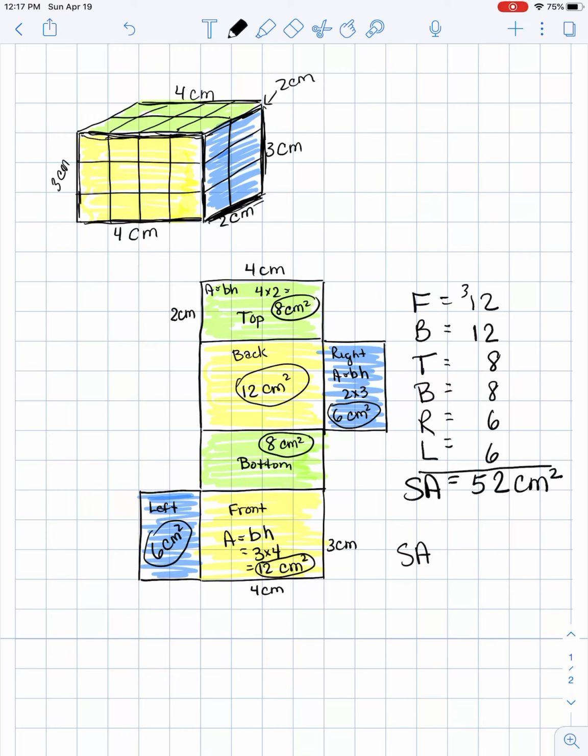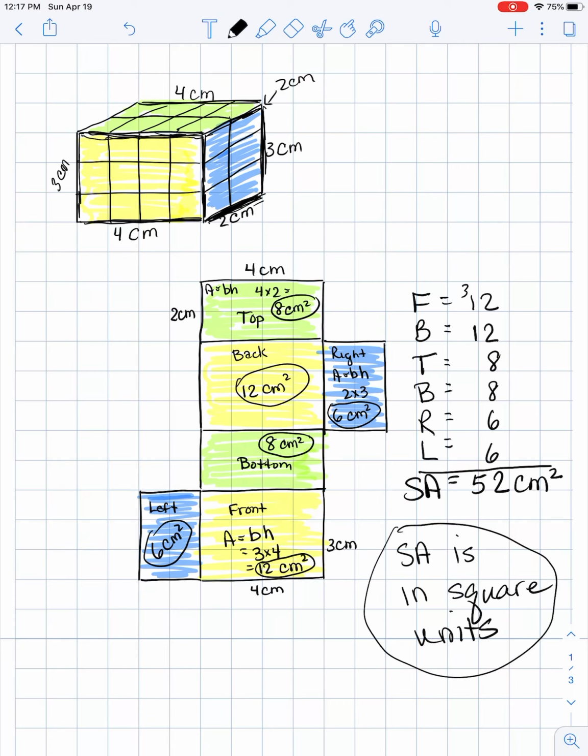Notice that surface area is in square units. Even though the figure is three-dimensional, because what are we looking for? We're not looking for the volume. We're not looking for the number of cubes inside. We're looking for the number of squares on each face. Okay, so again, surface area is in square units.